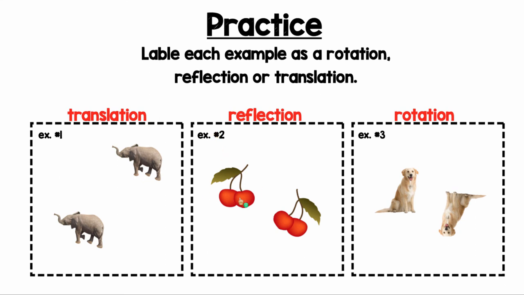Number two is reflection. Now, you have to be careful and look. You'll see the leaf is over here on the left, and then the line of reflection would be right about here, and you'll see that now that leaf has flipped over to the right side. Our last example is rotation. We have this cute dog, and it just has been rotated or turned upside down.